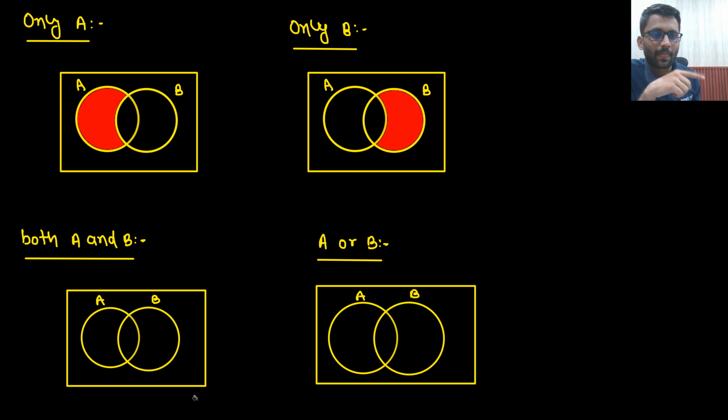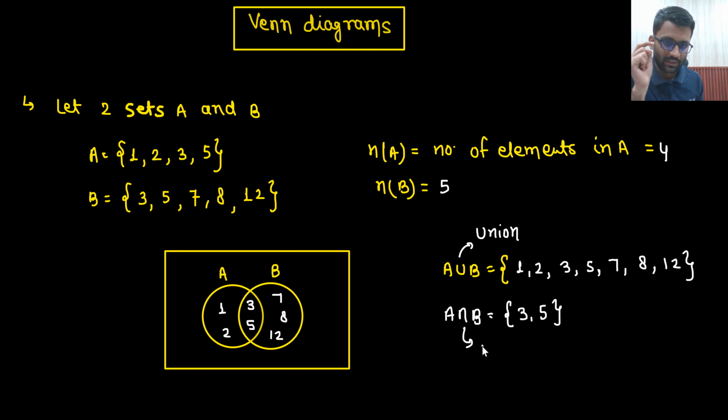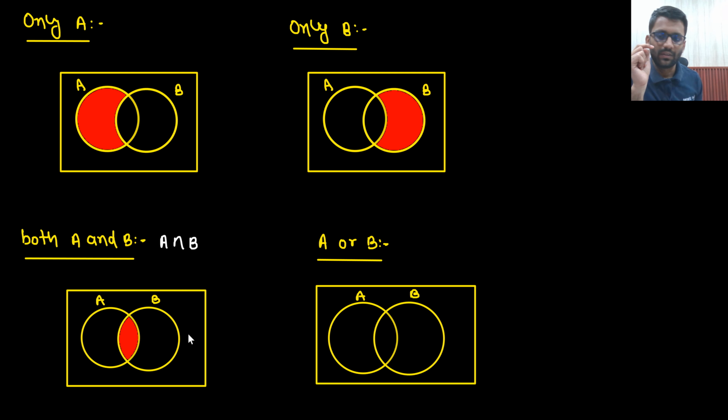Both A and B. So which part is having both A and B? See this very, very carefully. Only this part. Both A and B doesn't mean the complete one. This part doesn't come under both A and B. If this number is there, that is only there in A. It's not in both A and B. So both A and B can be written as A intersection B. So this is known as intersection. This is union, this is intersection.